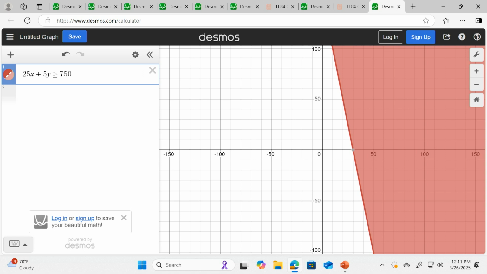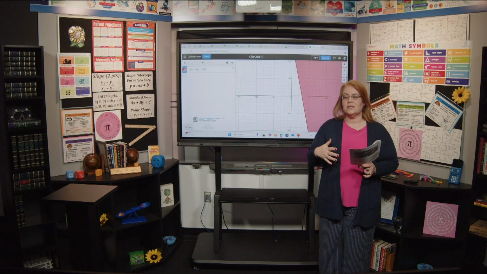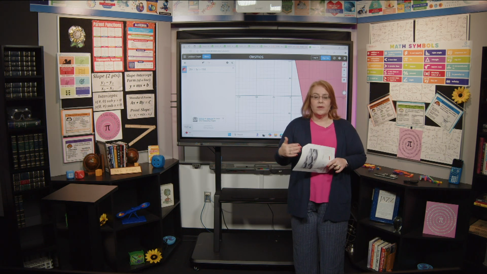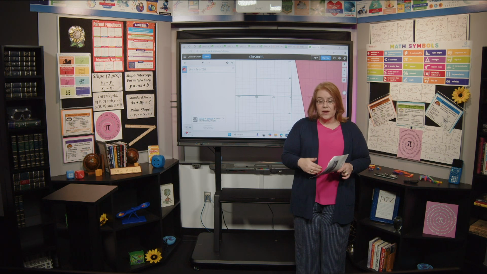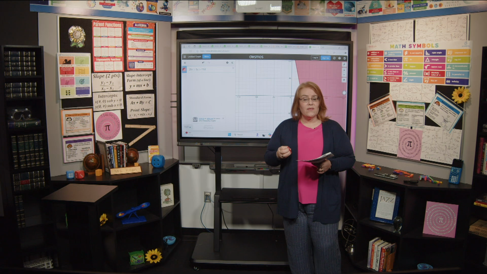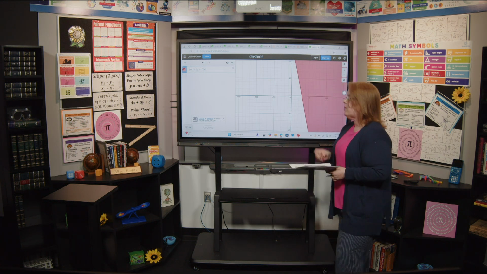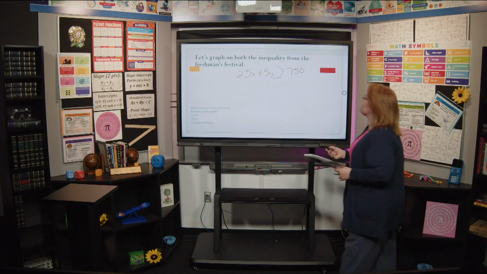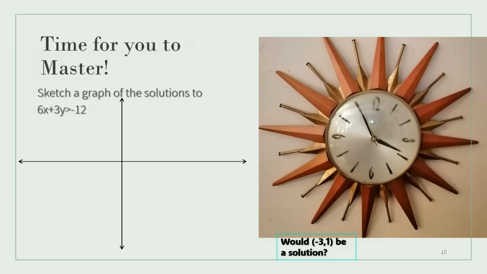So I have seen how to plug in these inequalities on my Desmos. I've shown us how to put these inequalities in our calculator. Now, let's see if we can use it to answer a problem. Let's look at some mastery. So it's time for you to master.